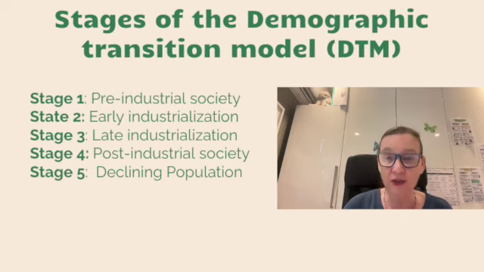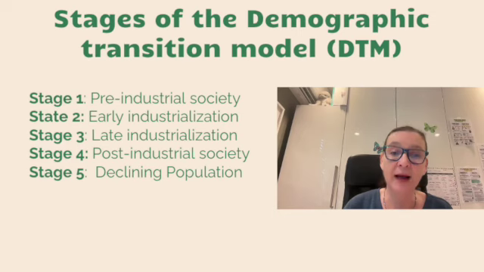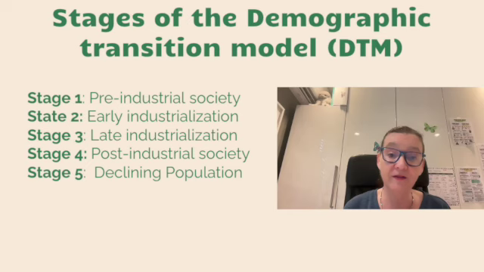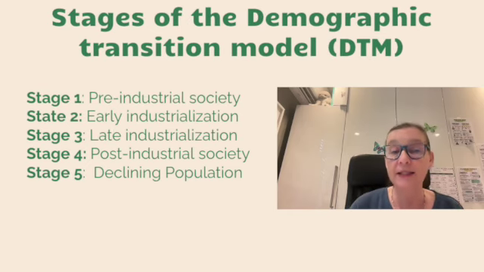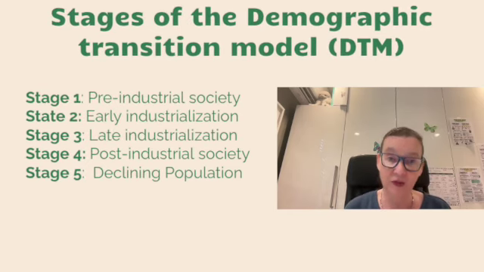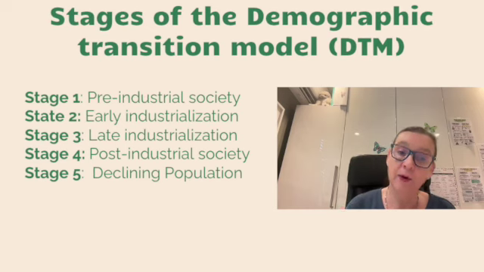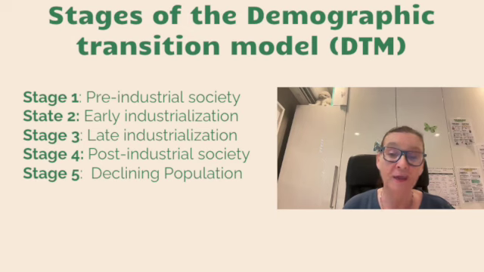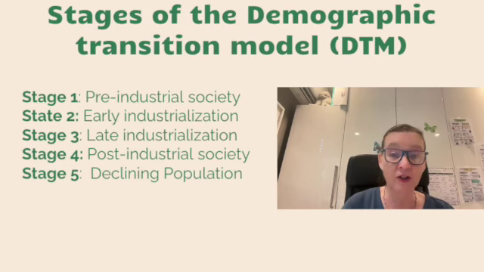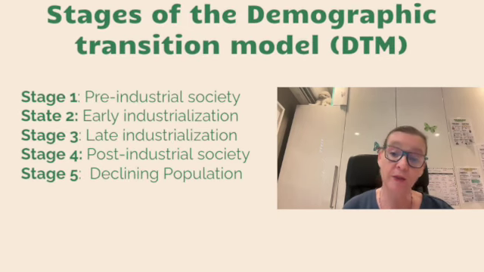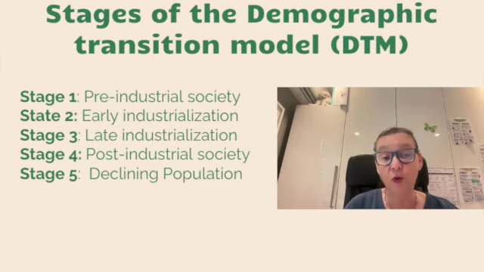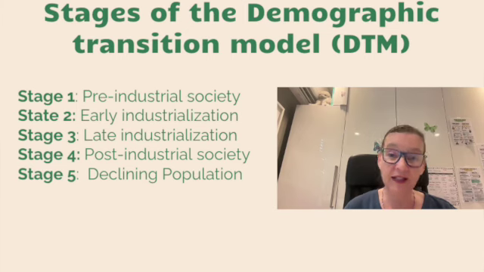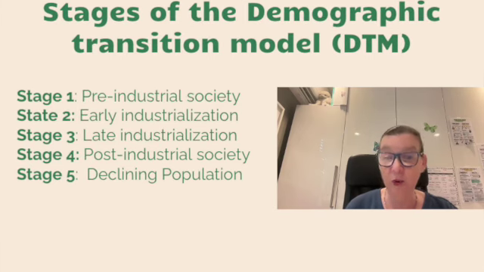Stage 2 is early industrialization. This is what happened during the Industrial Revolution in Europe, and it still happens in many developing countries today. Stage 3 is late industrialization. In stage 3, birth rates start to decline as societies become more urbanized. Women gain access to education and contraception, and social norms begin to change. Stage 4, post-industrial society. Countries in this stage are highly developed, like Japan, the United States, and most of Europe.